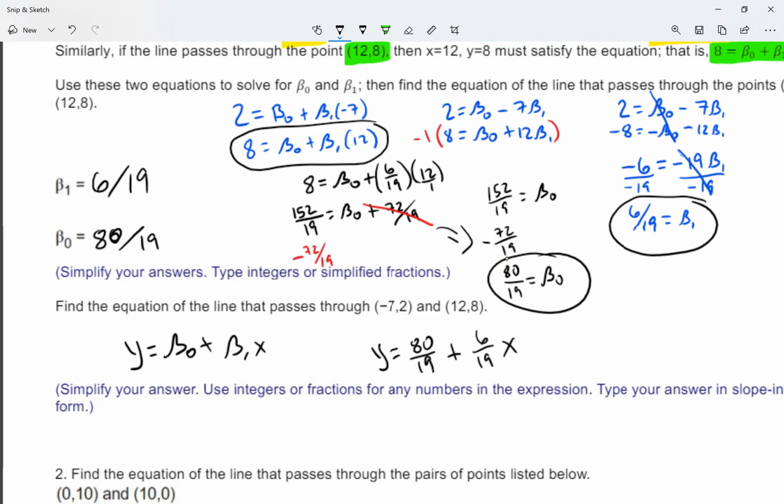Now, how do we put this? X times 6 over 19 or 6 over 19 times x? Doesn't matter. But in your homework, I'm just going to leave the spaces for the fractions, and I'm going to have everything else written there. You're going to see y equals, and in a space, which you're supposed to type 80 over 19 plus, in a space, which you're supposed to write 6 over 19 times x. I might even put this in parentheses so we don't get it confused with the x.